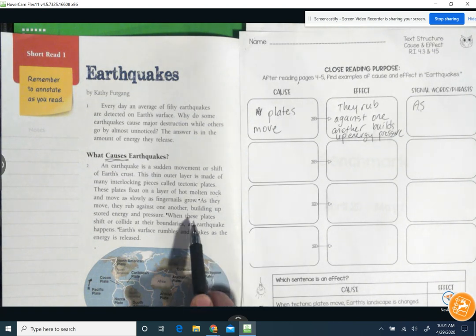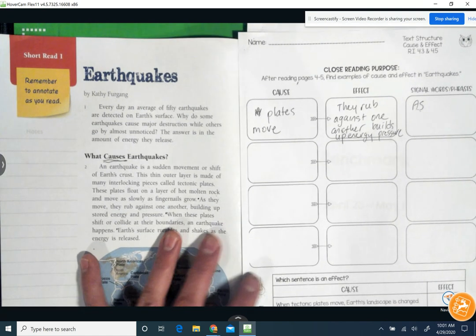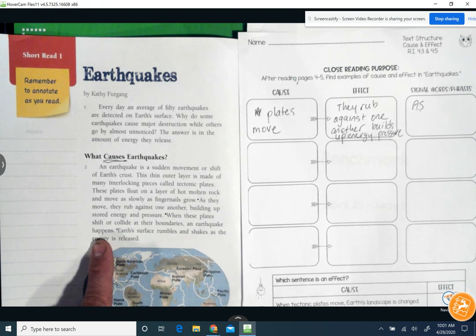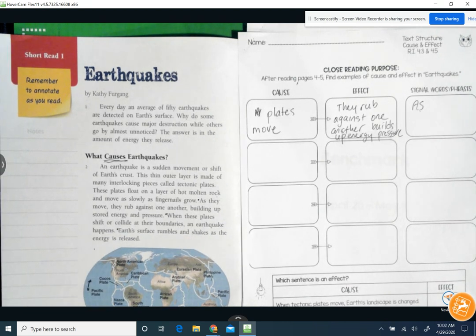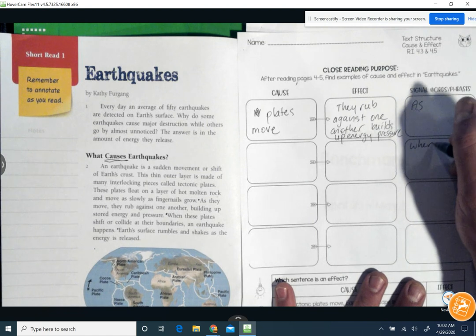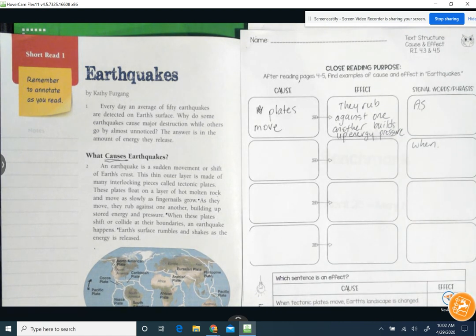Let's take a look at another possible cause and effect. When these plates shift or collide at their boundaries, an earthquake happens. Oh, so I read the word when. When the wind is blowing hard in October, the power is going to go out. Okay. When you study for some sort of a test or when you practice, you're going to do your best.